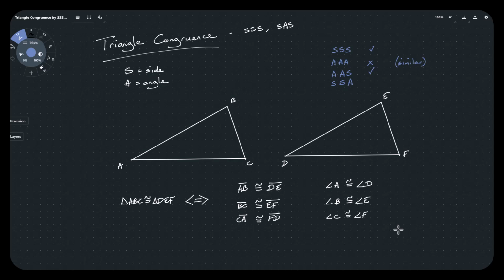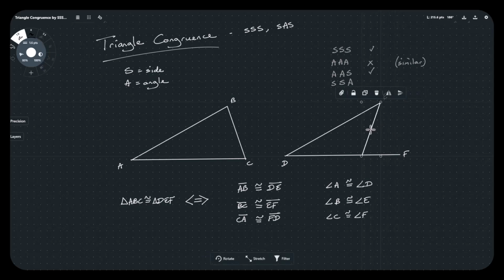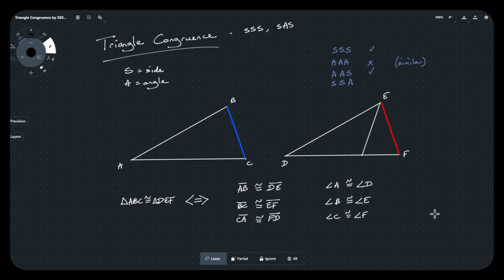If I take this side right here, EF, and I instead flip the direction of it and move it into place, I still have the same angle here. Angle D is still congruent to angle A. AB is still congruent to DE. And BC is still congruent to EF. F would move over here then. Let's call that thing F prime.